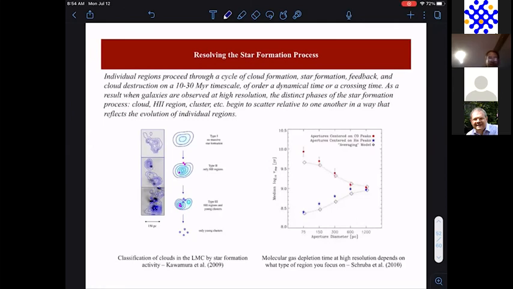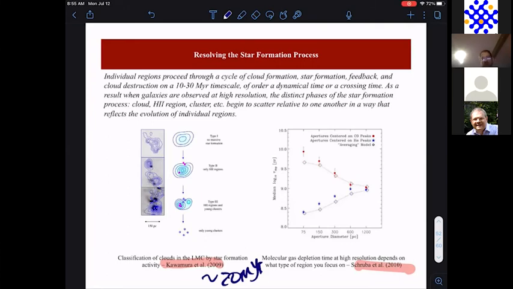And so a major place where there's been a lot of activity, I would say spurred by a couple of studies here over the last 10 years, has been in investigating what happens as you resolve the star forming process. And so the idea here is that in fact, star formation in any given region is going to occur over a cycle of cloud formation, star formation feedback, and cloud destruction, with characteristic timescales solved for here of something like 20 mega years.